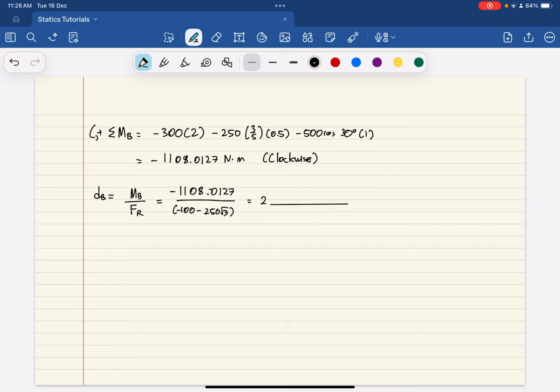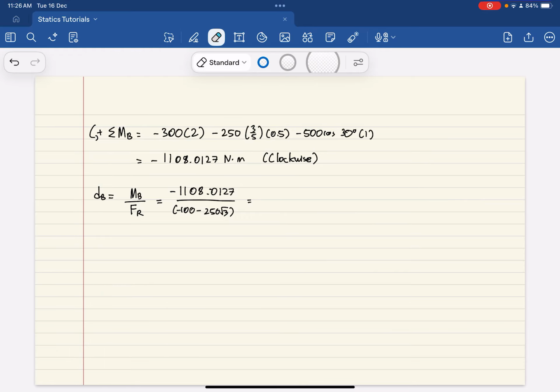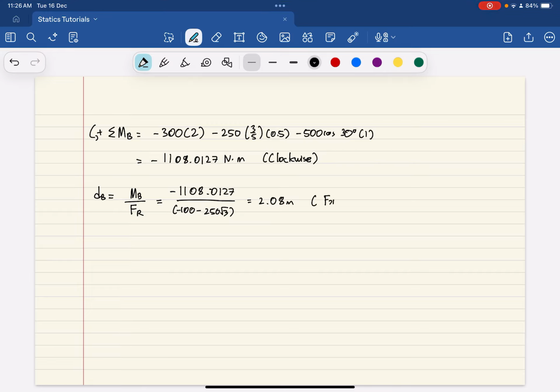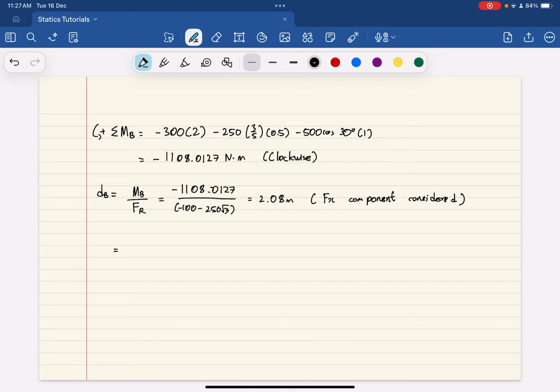We get about 2.07, 2.08 meters. Okay, this is only the Fx component considered. And if we are to consider the Fy component, for instance, so I'm going to put here Frx. So let's see, what about the Y component? Will it generate any moment or not?